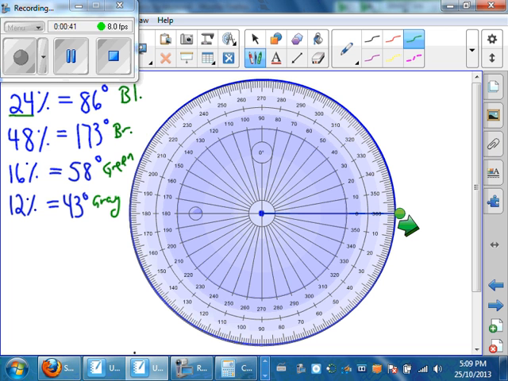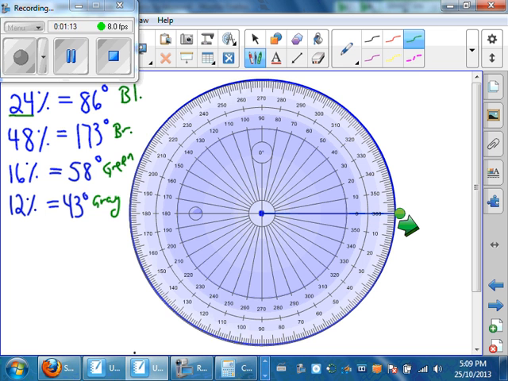So what we did is we calculated that out to determine, well, what is 24% of a 360-degree circle? And we determined that that is an angle of 86 degrees. And so now what we want to do is create this circle graph to represent this data as a visual representation. So what we've got here is our circle, and we've got our protractor here to help us gauge the different angles.